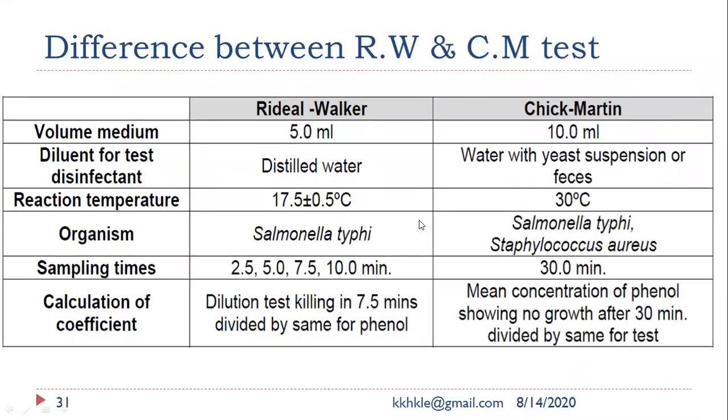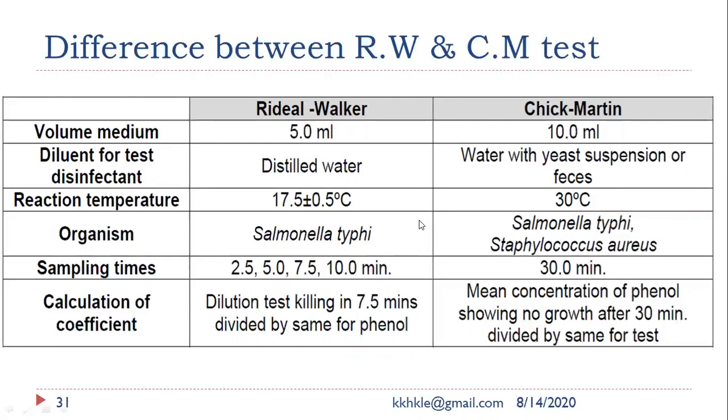One is the volume of the medium, the recovery media we take. In the Rideal-Walker test, we take 5 ml of recovery media, whereas in the Chick-Martin test, we take 10 ml. The second is the diluent for the test disinfectant. Whether it is phenol or any other disinfectant, the dilution is done in water in the case of the Rideal-Walker test. But in the Chick-Martin test, the dilution is done in a suspension containing the yeast suspension or 3% dried human feces.